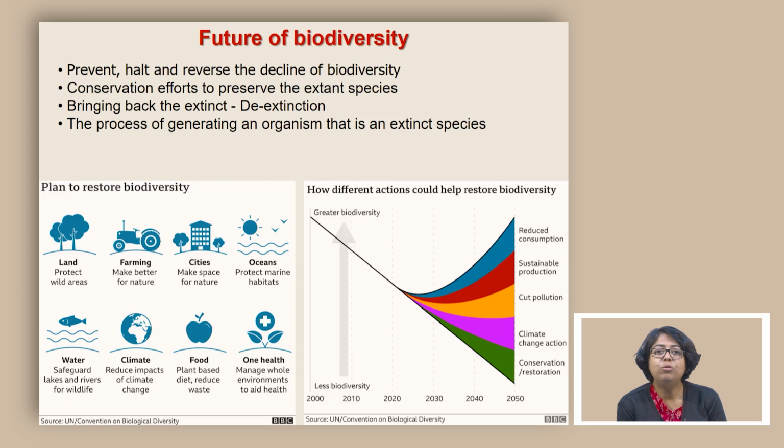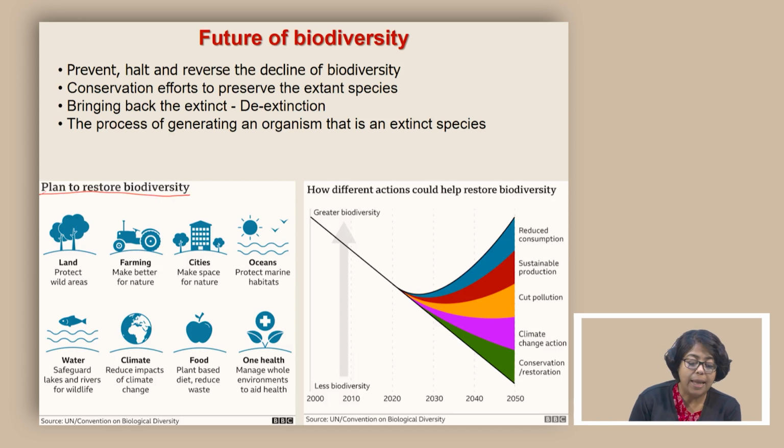Now, what is the future of biodiversity? The general idea of protecting biodiversity, or stopping this biodiversity decline, is the approach where we should prevent, halt and reverse the decline of biodiversity. There are conservation efforts to prevent the loss of extant species. There is a plan to restore biodiversity.